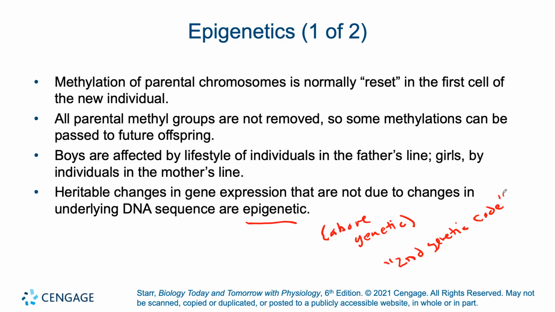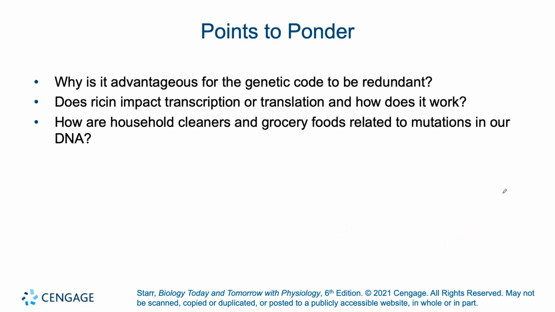All right. Okay. Why is it advantageous for the genetic code to be redundant? Does ricin impact transcription or translation? How does it work? And how are household cleaners and grocery foods related to mutations in our DNA? You might want to Google some of those things and think about the questions that they raise. And if you have questions about that, we can talk about them in class.